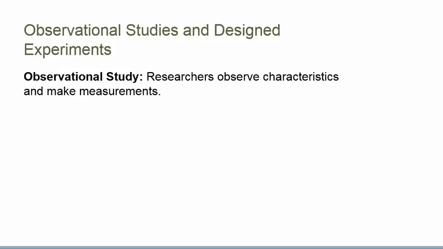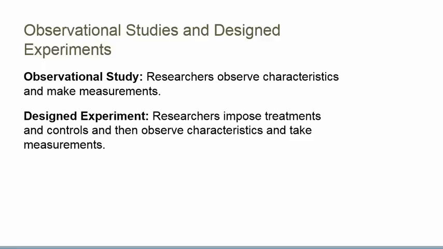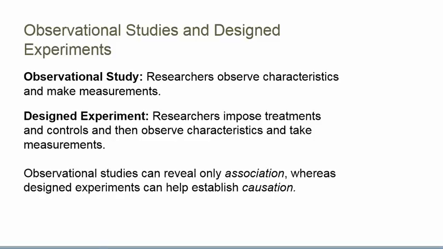Observational studies and designed experiments. Observational study: researchers observe characteristics and make measurements. Designed experiment: researchers impose treatments and controls and then observe characteristics and take measurements. Observational studies can reveal only association, whereas designed experiments can help establish causation.